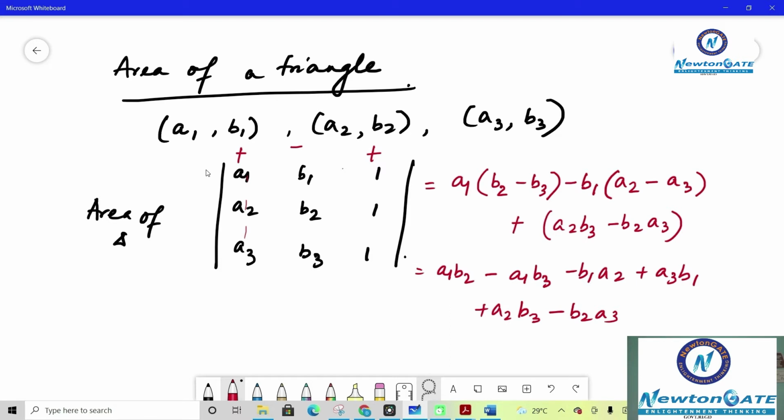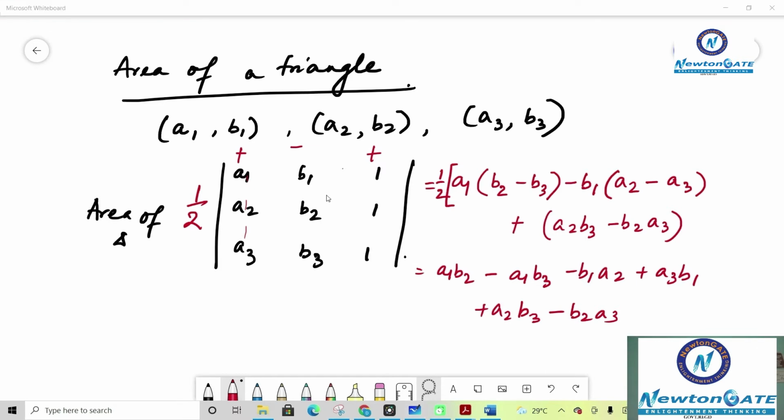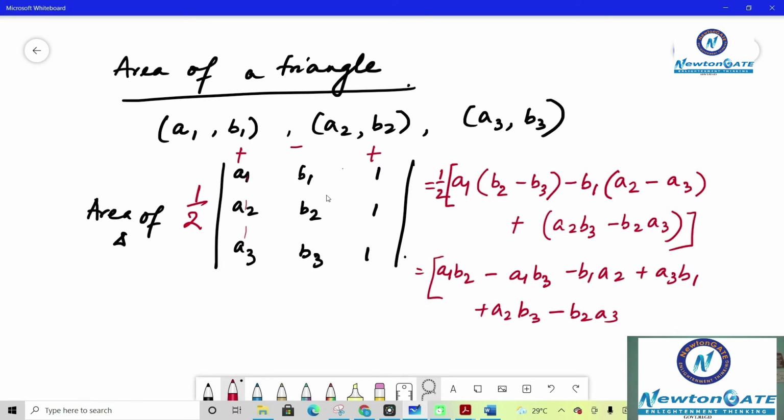Okay. So before this, we have a half actually. We have half of this. So half of the determinant that we have just found out.